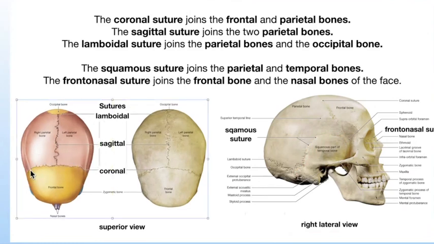The coronal suture joins the frontal and parietal bones. The sagittal suture joins the two parietal bones. The lambdoidal suture joins the parietal bones and the occipital bone. The squamous suture joins the parietal and temporal bones primarily. This frontonasal suture joins the frontal bone and the nasal bones of the face.